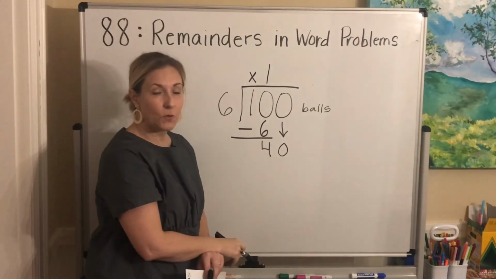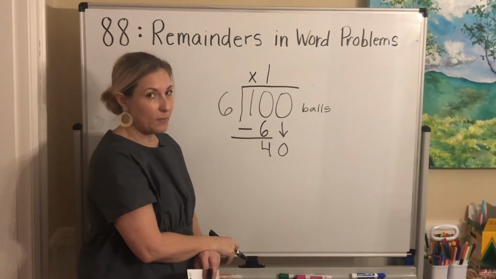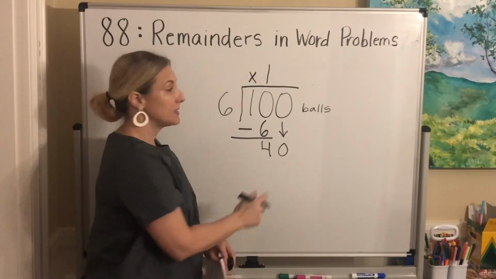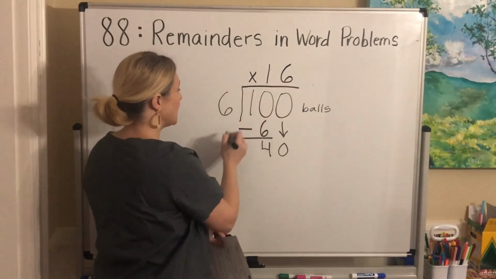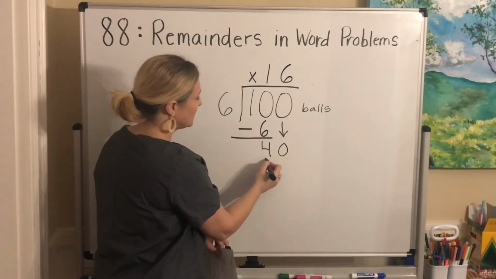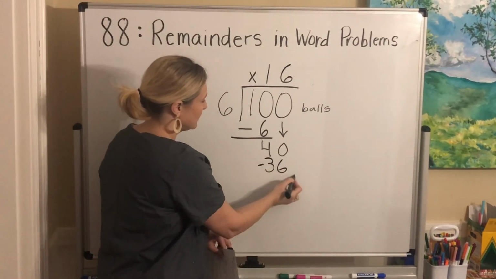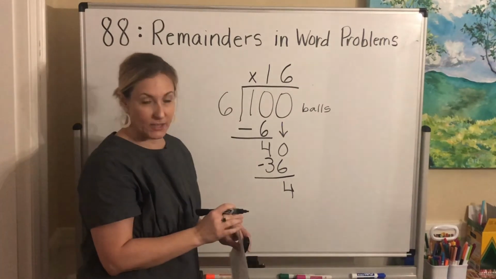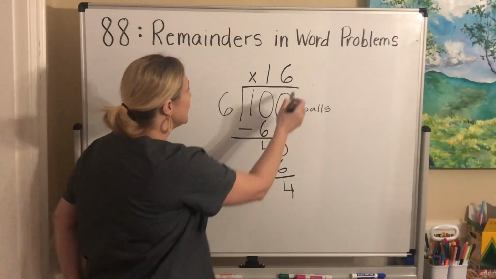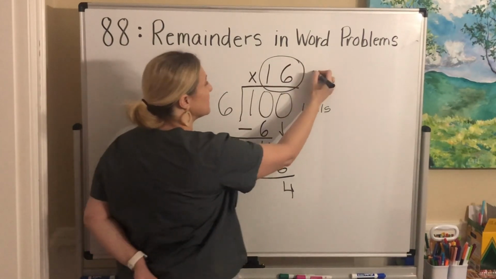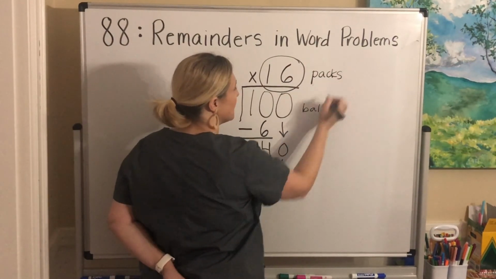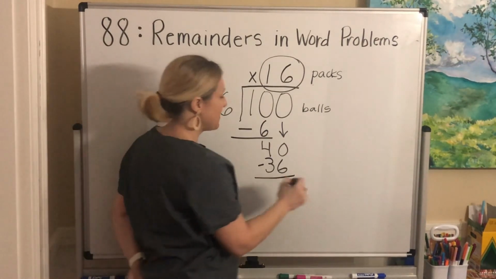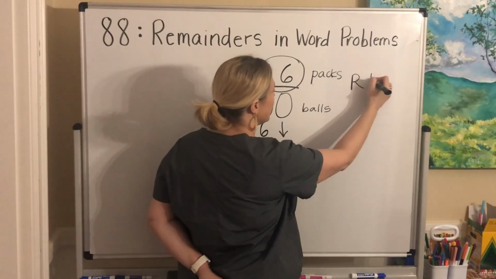Does 6 go into 40? Yes, but how many times? Well, 6 times 7 is 42, so that's too much. So it must be a 6. 6 times 6 is 36. So that leaves us 4 left over. So how many packages or boxes of balls could we send out? 16 packs of balls. How many tennis balls would we have left over at home that would not fill up a pack? 4. So remainder 4.